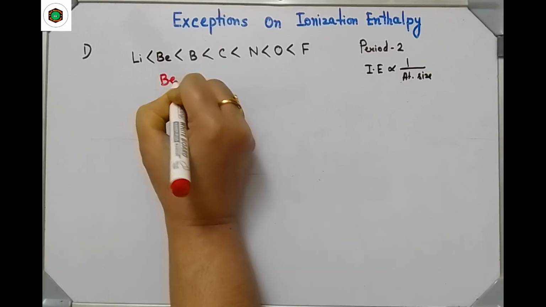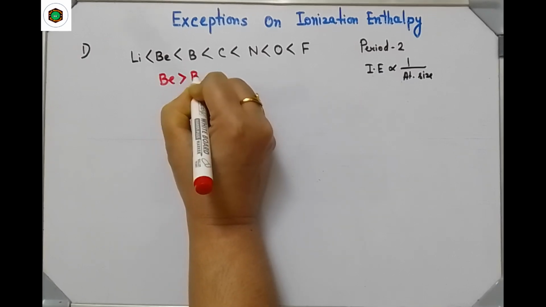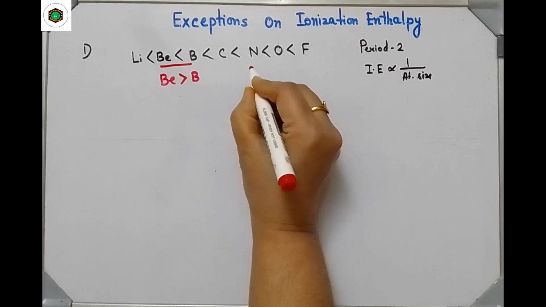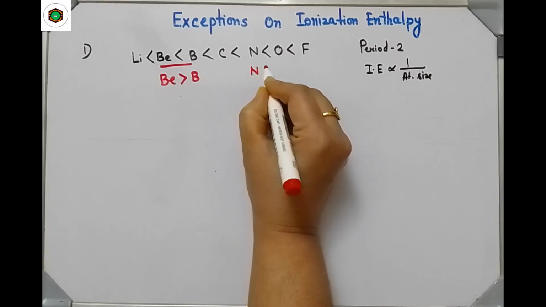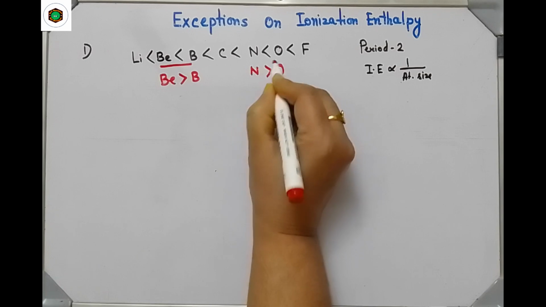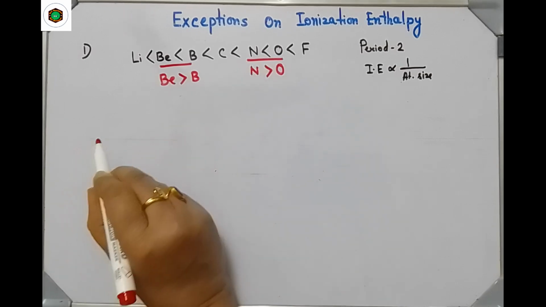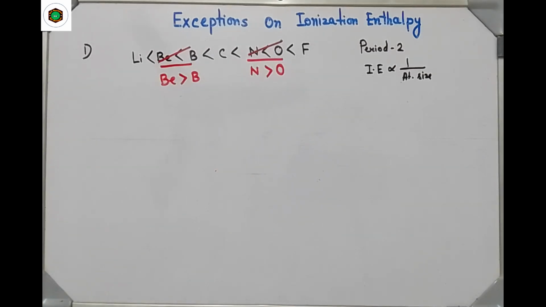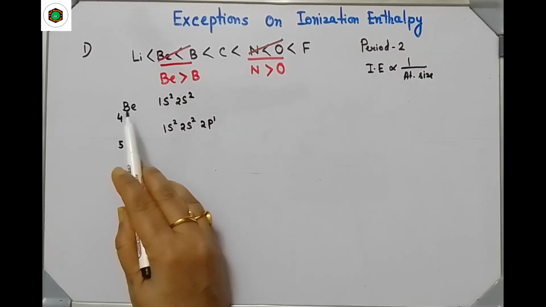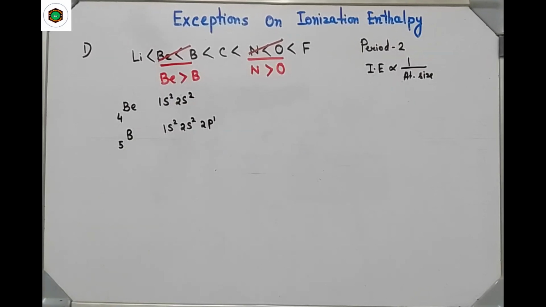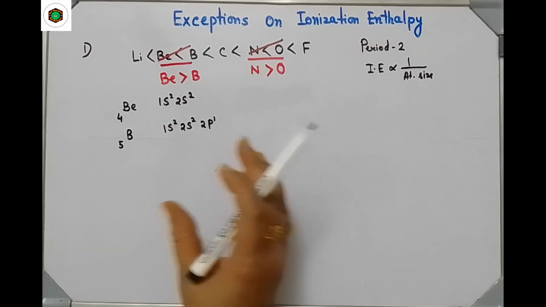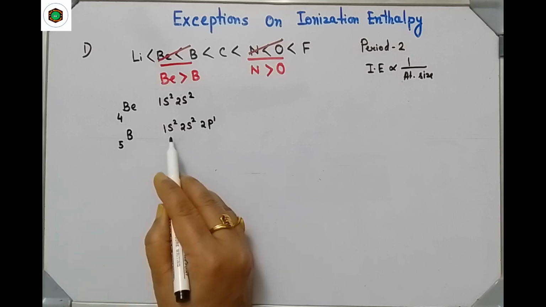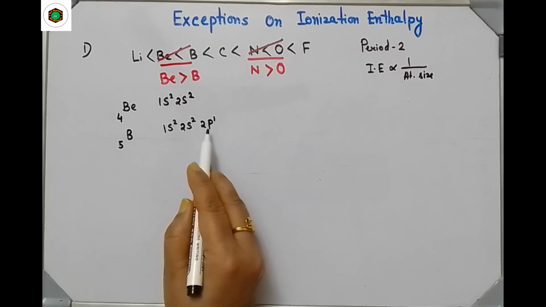Beryllium is having higher ionization enthalpy than boron. So here is one exception, and nitrogen is having higher ionization enthalpy than oxygen. So here one exception is there. So what's the reason for that exception? Now see, beryllium is having atomic number 4, 1s2, 2s2 is its electronic configuration. And boron is having atomic number 5, it is having electronic configuration 1s2, 2s2, 2p1.